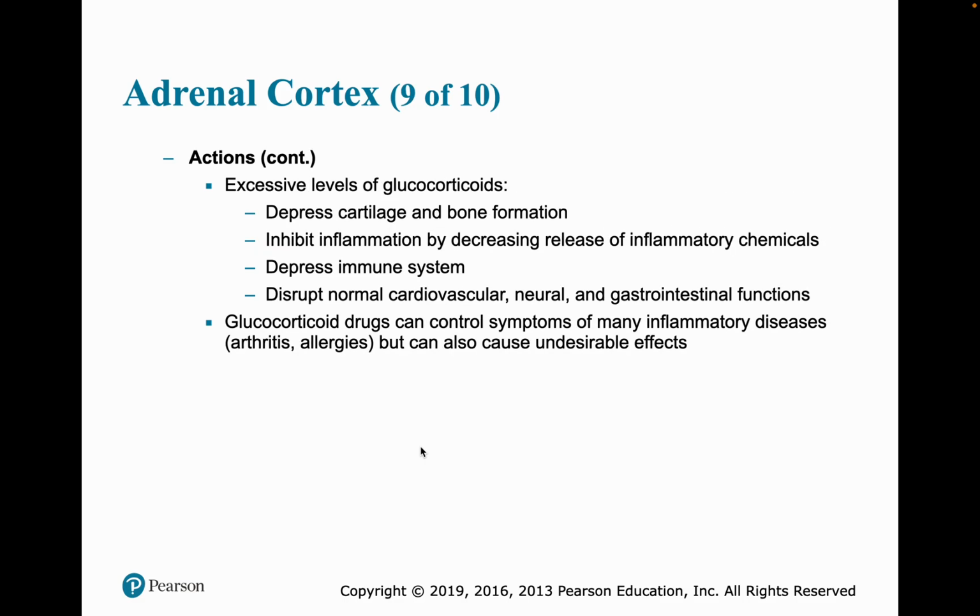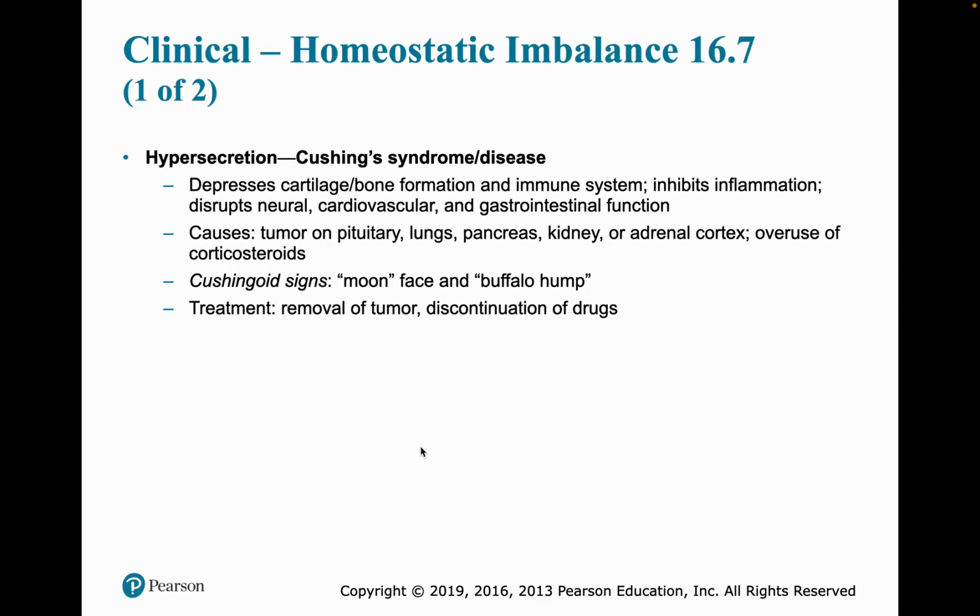Excessive levels of glucocorticoids depress cartilage and bone formation, inhibit inflammation by decreasing inflammatory chemicals, depress the immune system, and disrupt normal cardiovascular, neural, and gastrointestinal functions. Glucocorticoid drugs can control symptoms of many inflammatory diseases, arthritis, and allergies, but they also have undesirable effects. Hypersecretion leads to Cushing's syndrome or Cushing's disease.